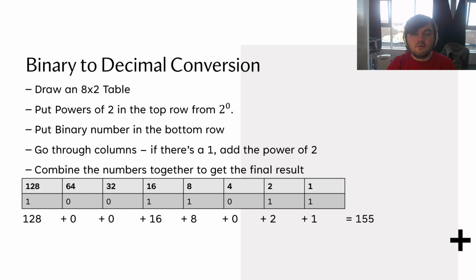Now, you'll go from column to column, and for every column that has a 1 in the binary number row, you're going to add the power of 2 to a running total. So, in this case, we have 128, we have 16, we have 8, we have 2, and we have 1. Now, we just have to add these together to get our final number, which is 155.